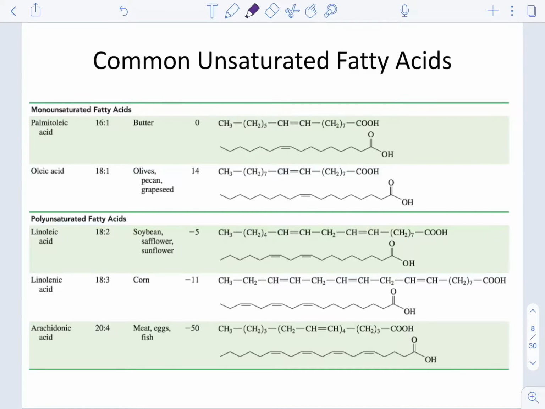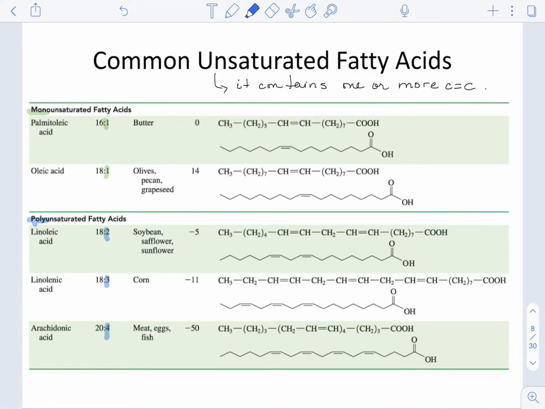These are the unsaturated fatty acids. What makes something an unsaturated fatty acid is that it contains one or more carbon-carbon double bonds. As you can see here, we have monounsaturated because they have one double bond, and polyunsaturated because they have more than one. Your unsaturated fatty acids are palmitoleic acid, oleic acid, linoleic acid, linolenic acid, and arachidonic acid.